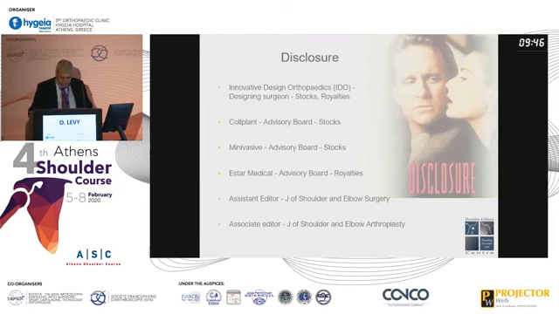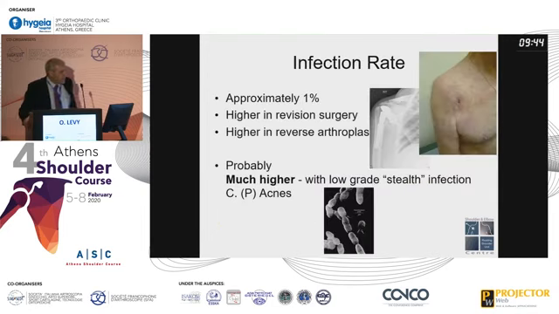My disclosure. So infection rate is approximately 1%, is higher in revision surgery, higher in reverse arthroplasty, and probably much higher with a stealth infection with the P. acnes, that now it's called C. acnes, to confuse us even more, but with this low-grade infection.